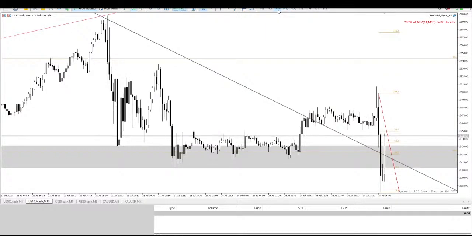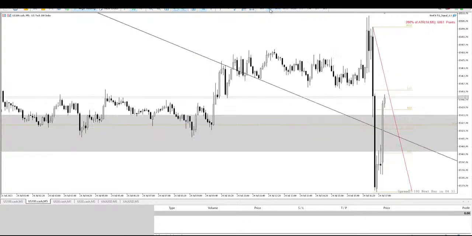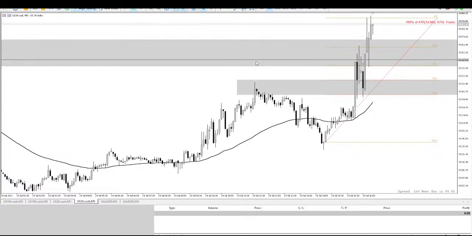That was a nice 15-minute close. It's interesting what US30 is doing. It's kind of like trying to fake out.